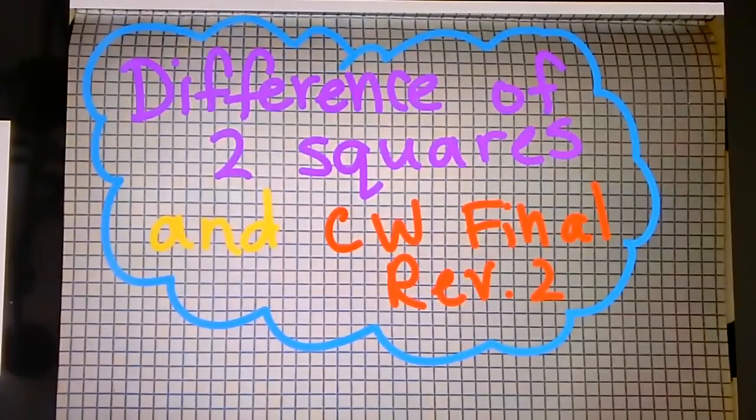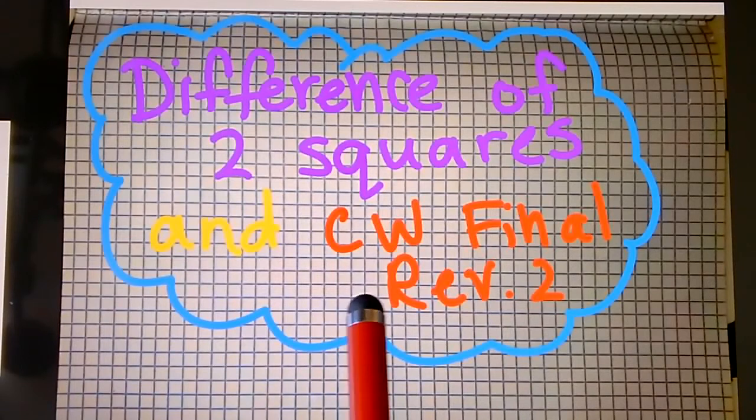So today's notes, we're covering difference of two squares. This is going to be a little more intro to Integrated 2, dealing with, again, multiplying binomials. This is going to be a special case. And we also covered classwork, finals review number 2.